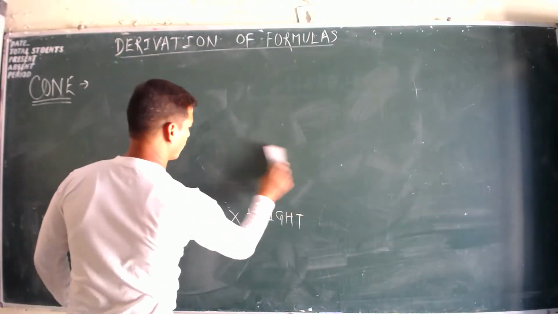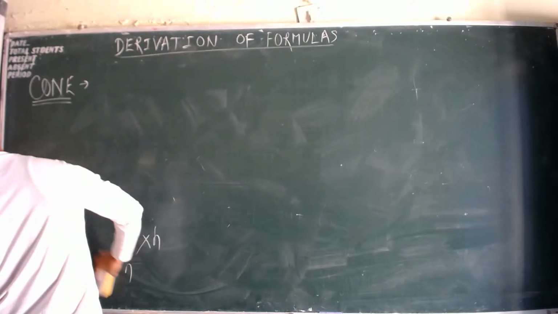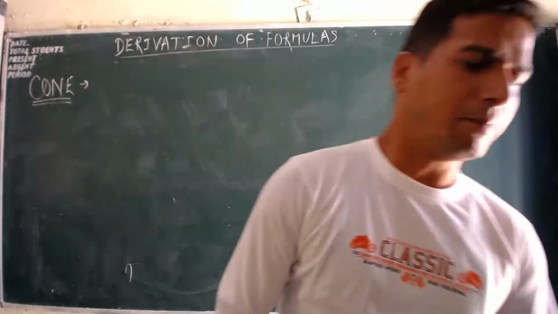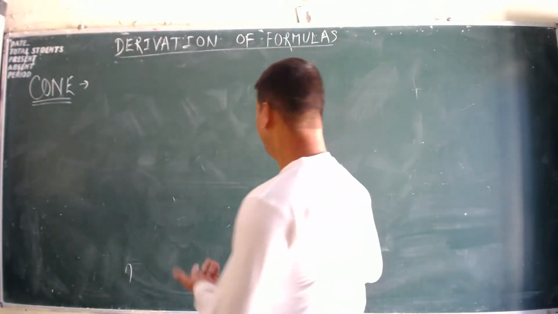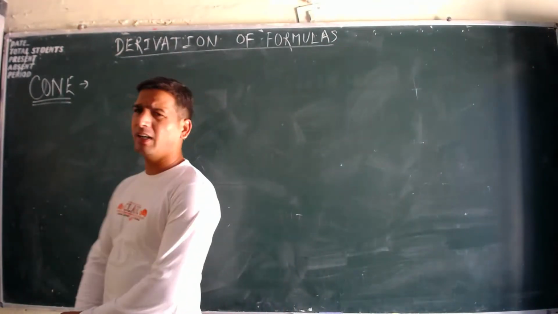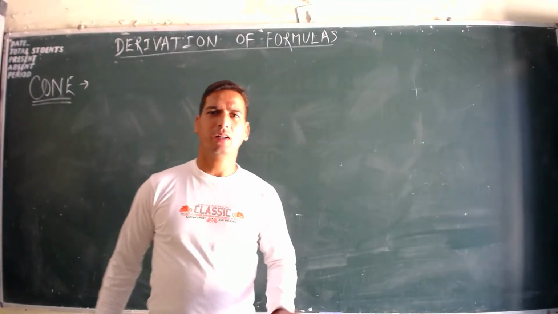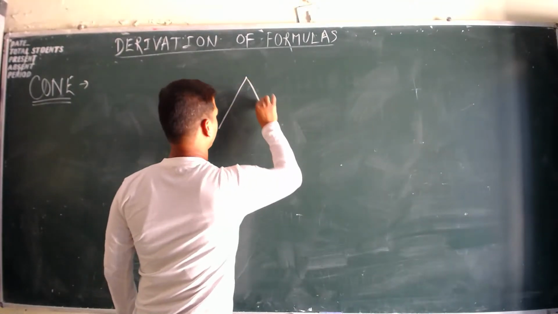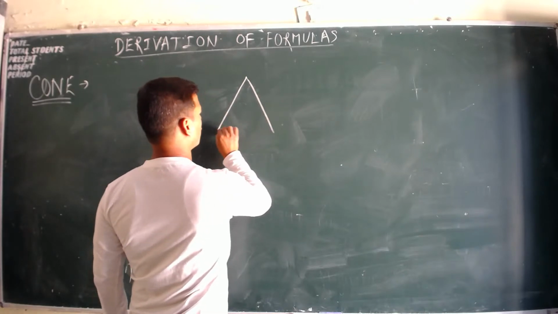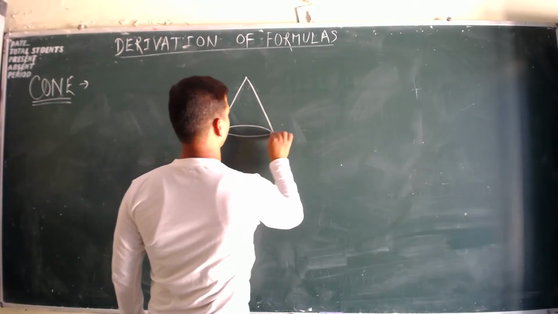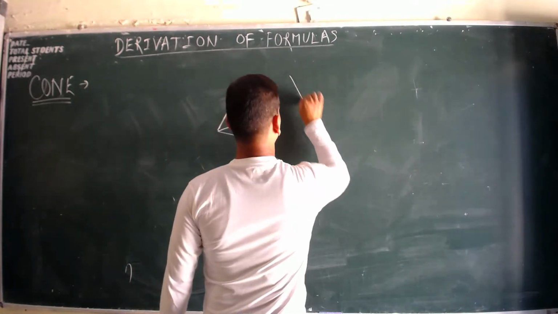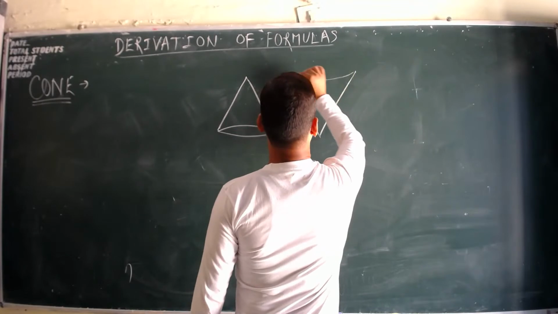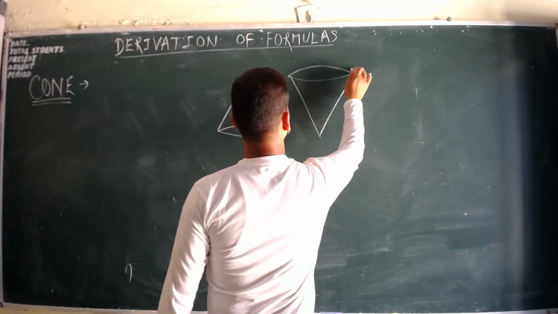Example of a cone: you have seen a joker's cap, that is a hollow cone. In many chocolates, there are chocolates in the shape of a cone. First I draw. My simple question is, beta, I am here drawing two figures.